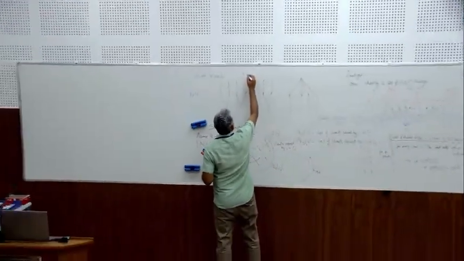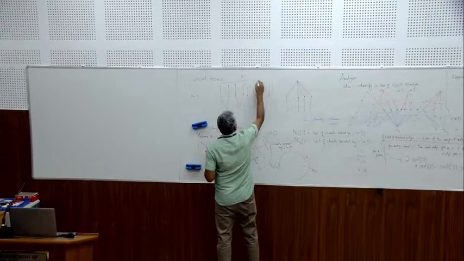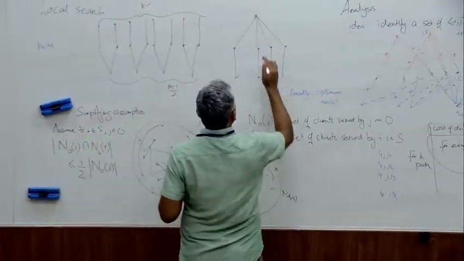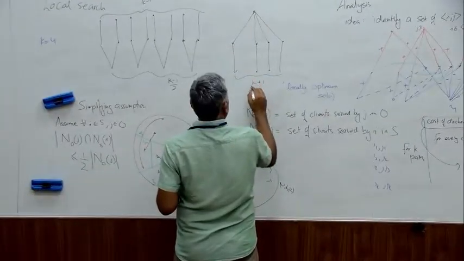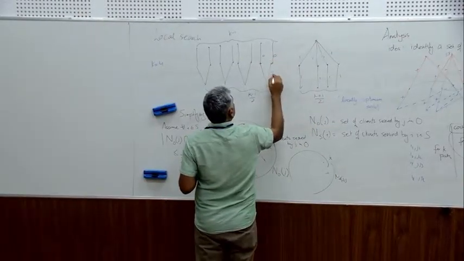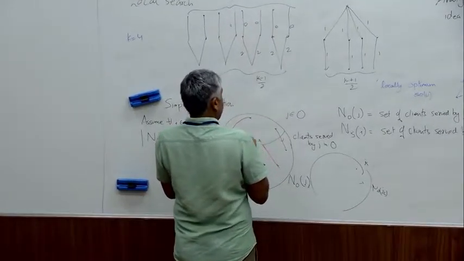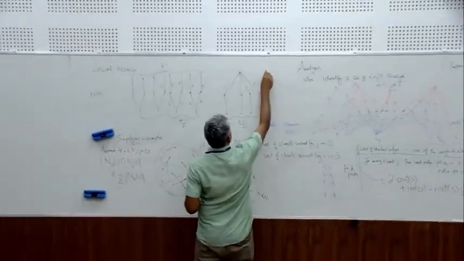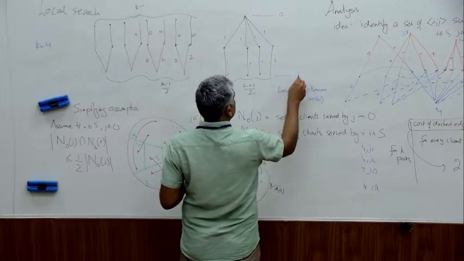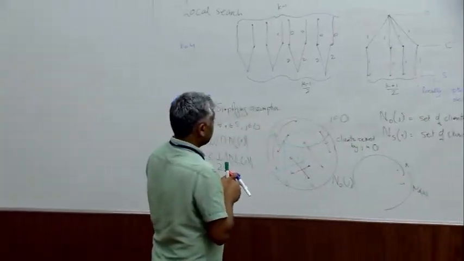So this is k minus 1. This is k minus 1 by 2. For now, I assume k is odd. So this is k plus 1 by 2. Zeros and 2's. This is the optimum solution. And this in blue is the locally optimum solution. And this is the set of clients that we have.